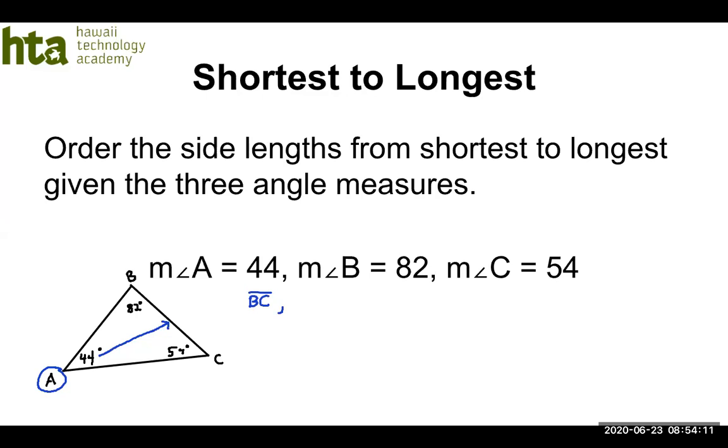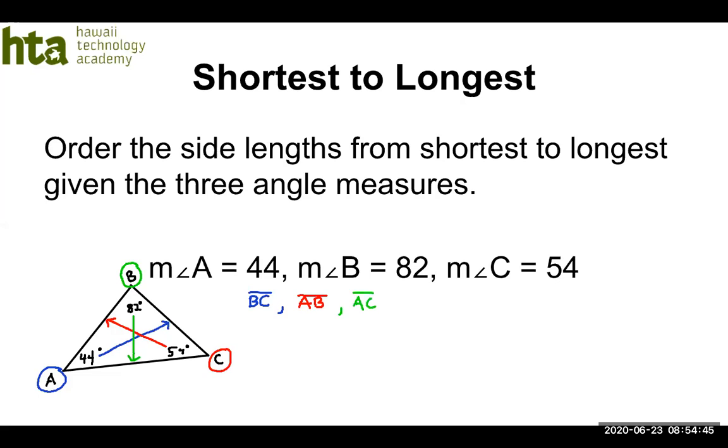The next shortest angle is C, because it's 54. So the side opposite or across angle C, the other 2 letters, A and B, are the next shortest side. And then because B is the largest angle, that means the other 2 letters A and C form the longest side. So AC goes last. So this is the order from shortest to longest, okay?